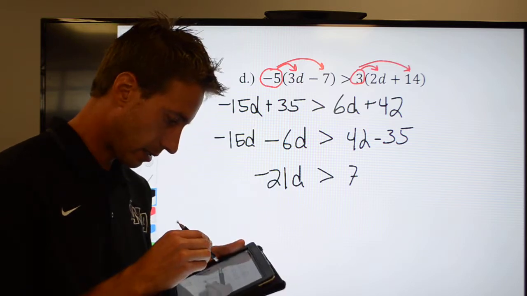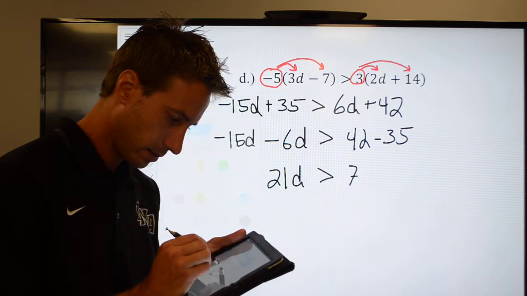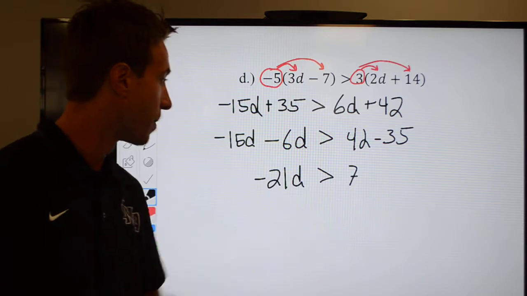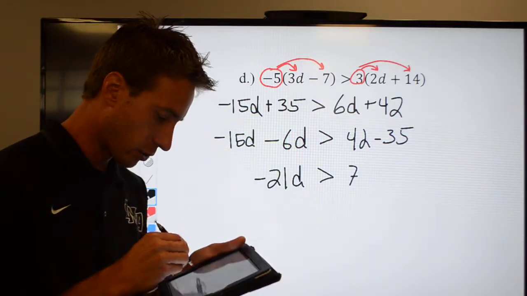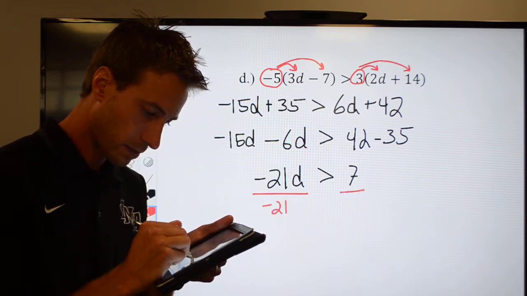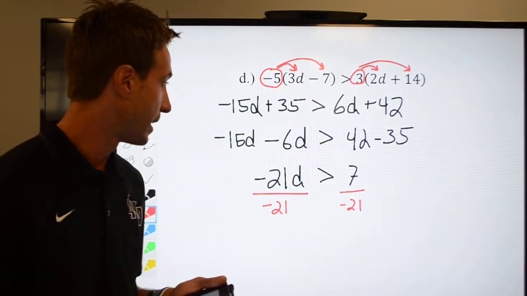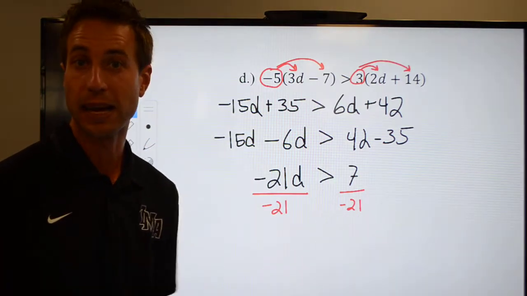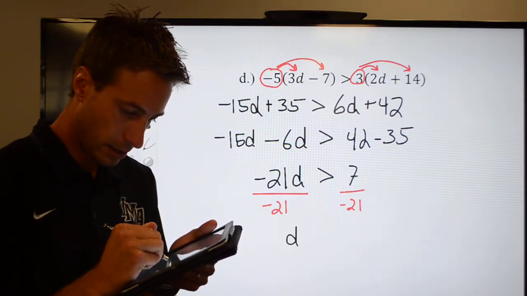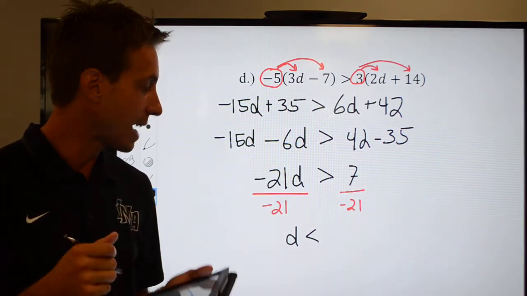And that doesn't look right either. That's a bad minus sign. There we go. Negative 21d is greater than negative 7. Well, now at this point, we've got to get the d by itself, so we'll divide both sides by a negative 21. We're dividing by a negative number. Flip that inequality. d is less than 7 over a negative 21.